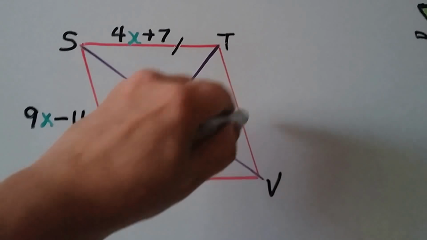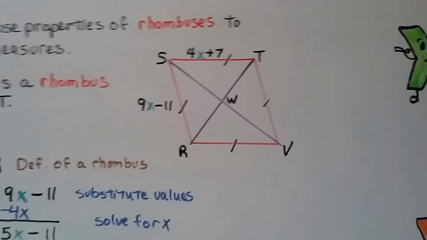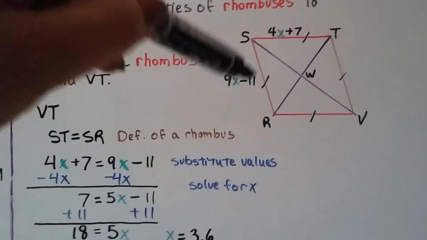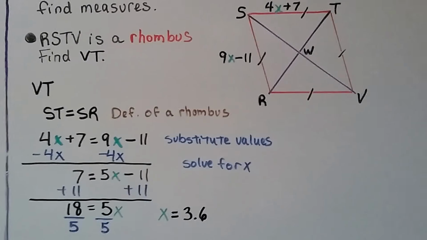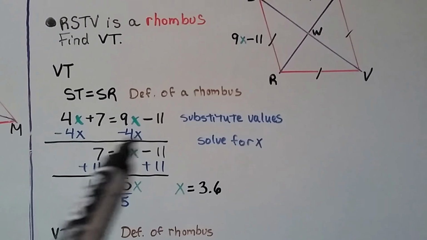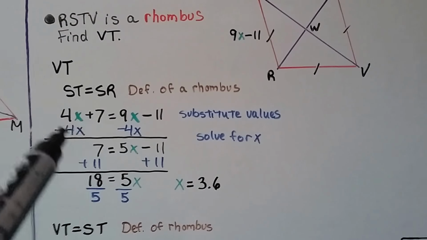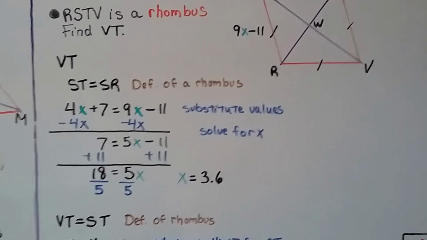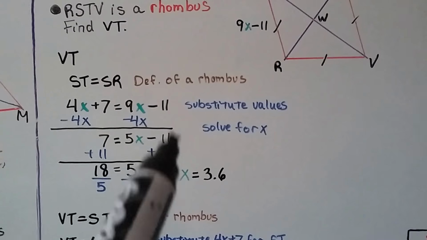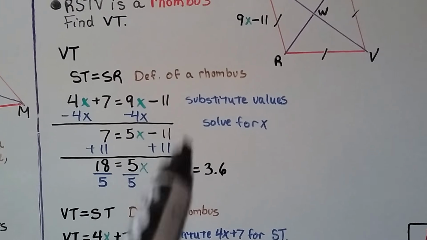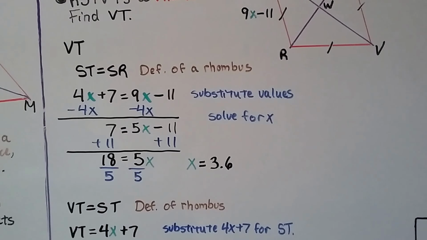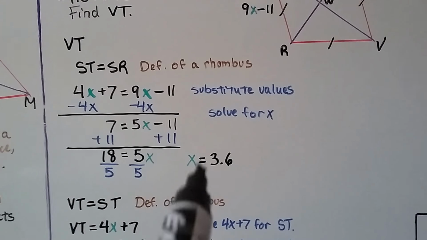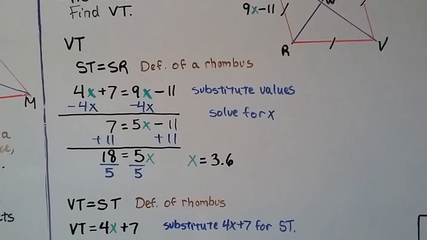We can put our congruent marks because it told us it was a rhombus. So if this 4x plus 7 is congruent to 9x minus 11, we've got our equation. We can subtract 4x from each side, eliminate it, and get 7 equals 5x minus 11. Solving for x, we add 11 to both sides and eliminate this 11, and we get 18 equals 5x. We divide both sides by the coefficient 5, and we get x is equal to 3.6.